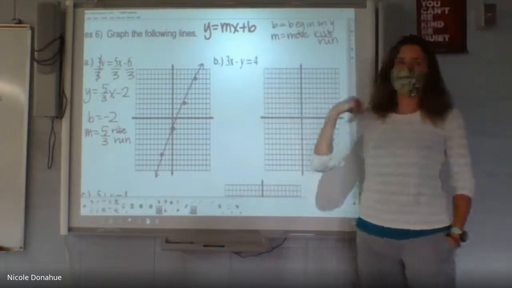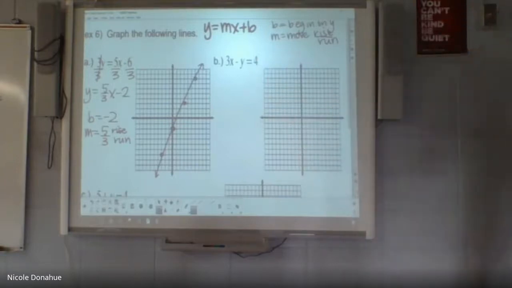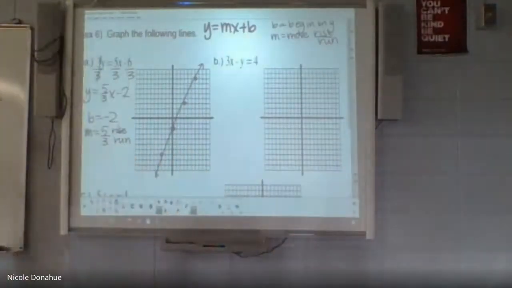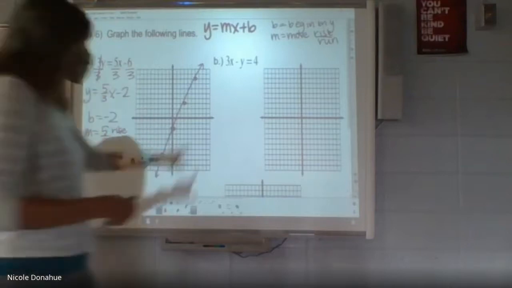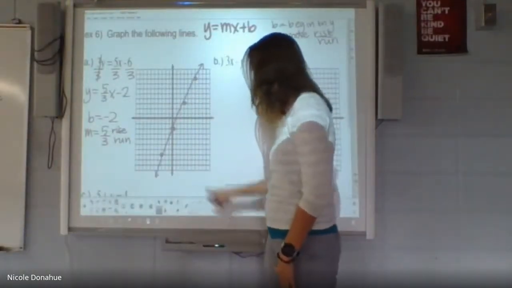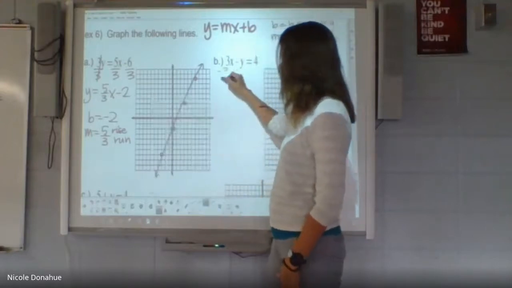So to get y alone, what do you want to do first? Yeah, Will, what do you think? Subtract 3x. Yeah, you might be thinking you want to multiply or divide, but we want to add or subtract first if we can. Since 3x is being combined with the y, we want to get rid of that first. So we're going to subtract 3x.